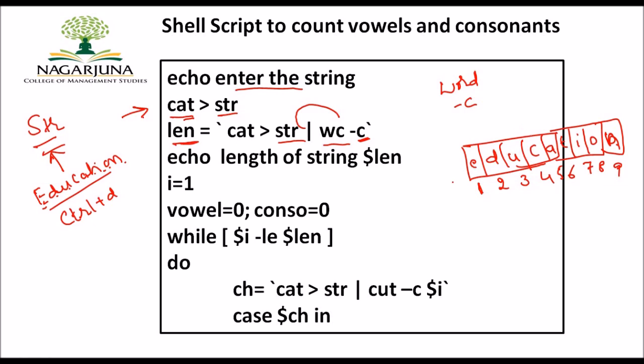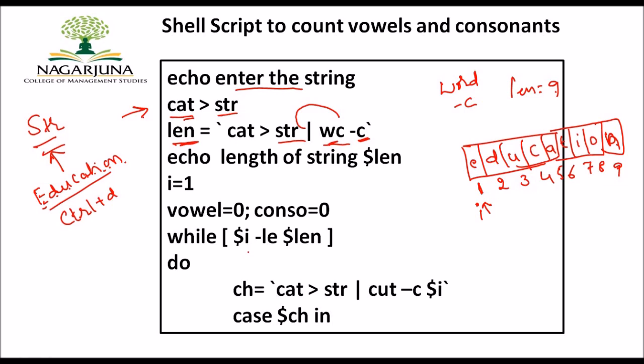So we read the total number of characters present using word count. -c represents word count with respect to the number of characters, and we store that in length. So my length value will be 9, and your I value is initialized to 1. Now let me initialize the counters to calculate the vowels and consonants. If my file str doesn't have vowels and consonants, then certainly the values will be initialized to 0 and 0.